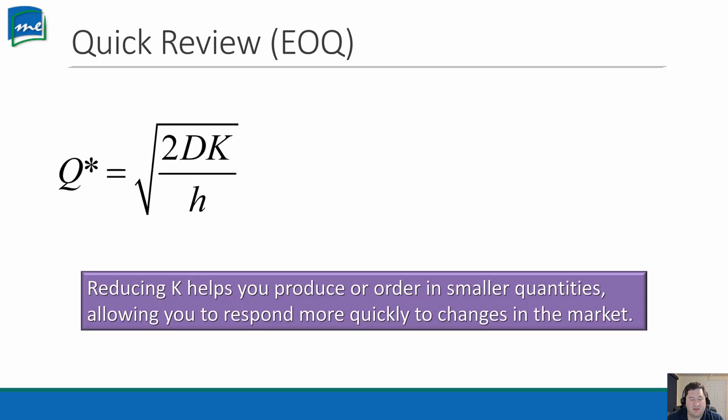So by reducing our order cost, we can buy smaller quantities. So we can really change with the market. So hopefully this will get us to where we can figure out that, if there was no order cost, we could really buy the smaller quantities.